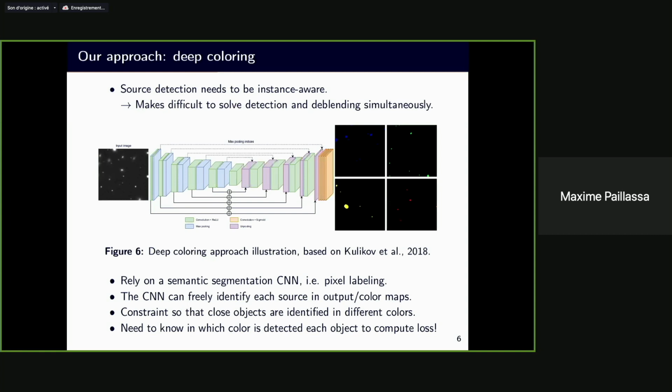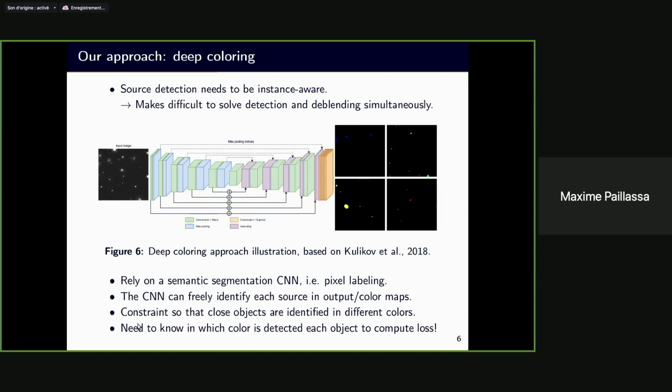So now I'll go into more detail about the solution we have for source detection. In deep learning terminology, we say that the system must be instance aware. That is, it must be able to detect every object individually. And this makes it difficult to design architectures and loss functions and to solve detection and deblending at the same time, especially if you want to do this in one single network path.